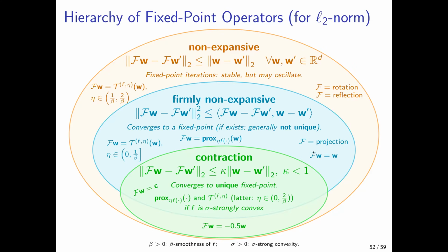Also, we have some examples, like the identity function, which is firmly non-expansive, but it is not a contraction. And we also have this example here, which is a contraction, but it's not firmly non-expansive. And we also have cases like rotations and reflections that are non-expansive, but they are neither contractions nor firmly non-expansive.